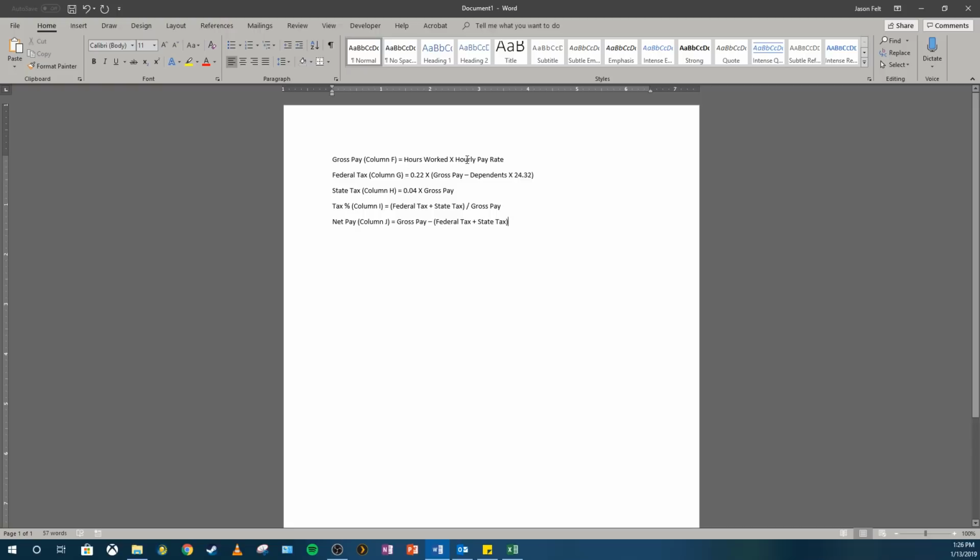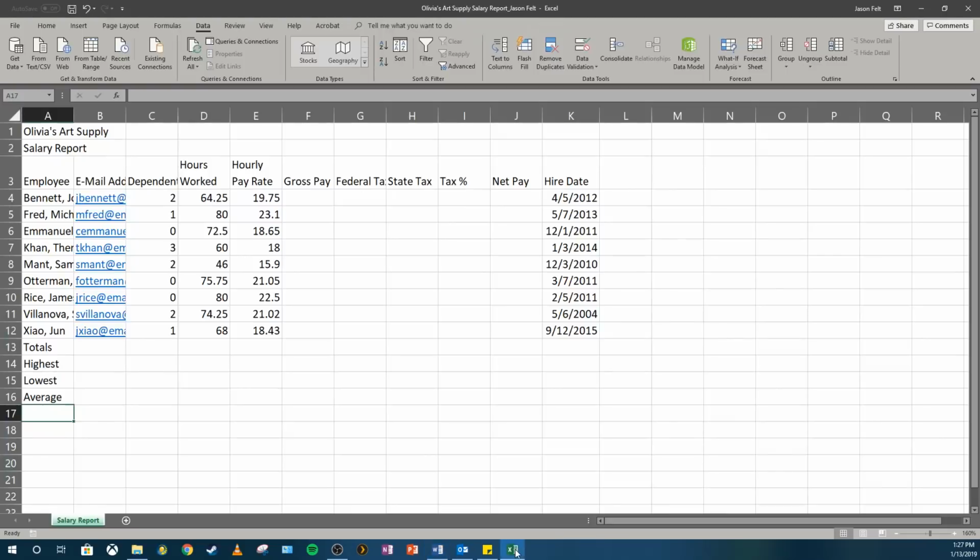So the first formula we're going to do is gross pay, column F, will be hours worked times the hourly pay rate. Column G will be 0.22 times the result of gross pay minus dependents times 24.32. State tax will be 0.04 times gross pay. Tax percentage will be federal tax plus state tax, this result divided by the gross pay. And then column J will be the net pay, which is the gross pay minus the result of federal tax plus state tax. If you were doing this manually, you'd probably give yourself a headache, and you'd have to do it on each individual cell. But it's not as hard as you might think with Excel.